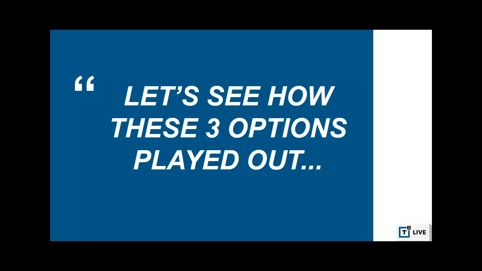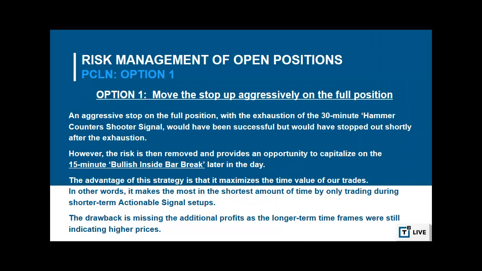So we can see how these 3 options played out as far as Priceline. This is last Friday from this recording. Option 1, move the stop up aggressively on the full position. So an aggressive stop on the full position with the exhaustion of the 30-minute hammer counter shooter signal would have been successful, but would have stopped out shortly after the exhaustion and backed off.